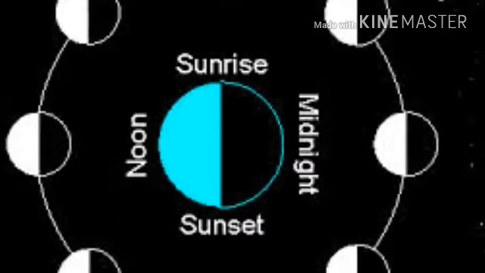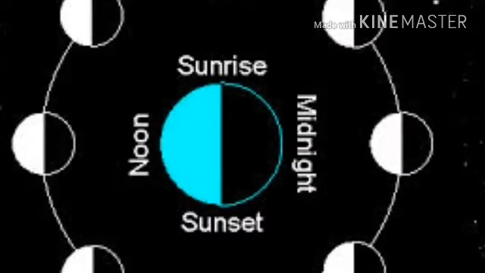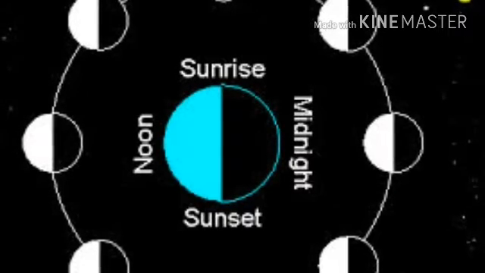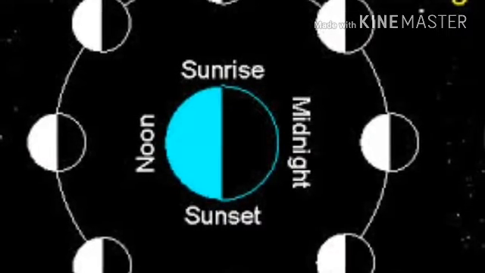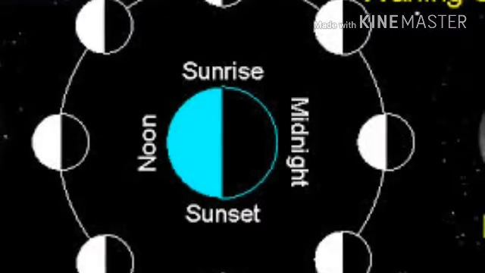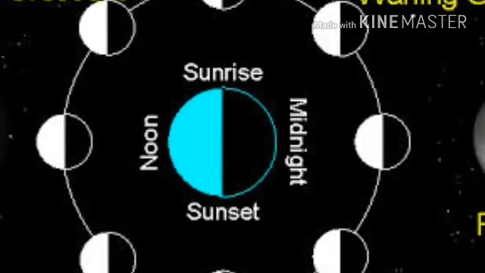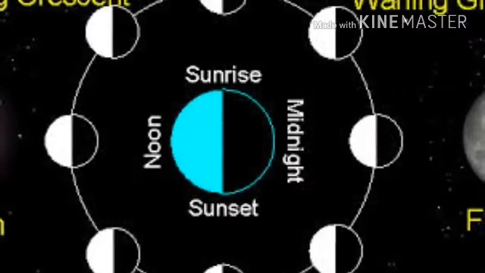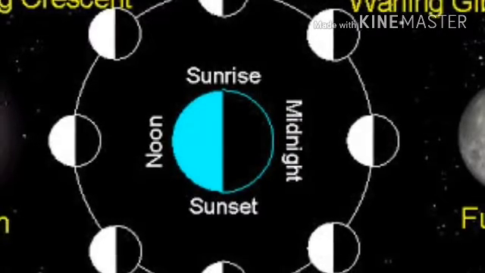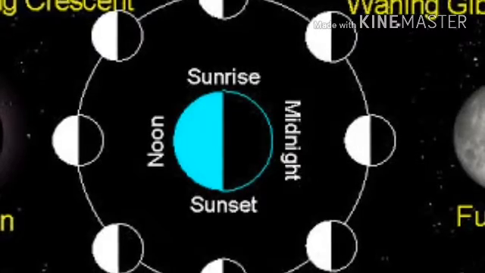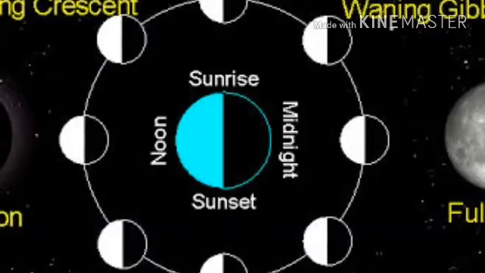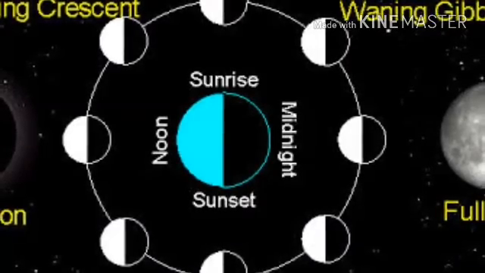Hi children, welcome back to the lesson The Moon. In the previous session we discussed what the moon is and what the craters present on the moon are, right? And even the movement of the moon we discussed. Now in this session we are going to learn how the moon rotates around the earth and how it looks when it is rotating.